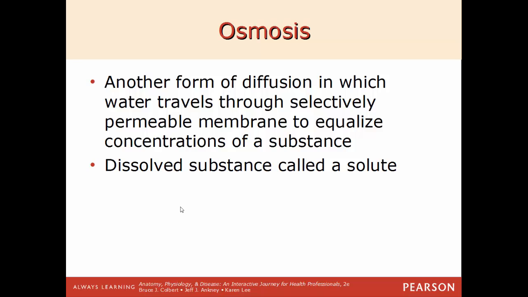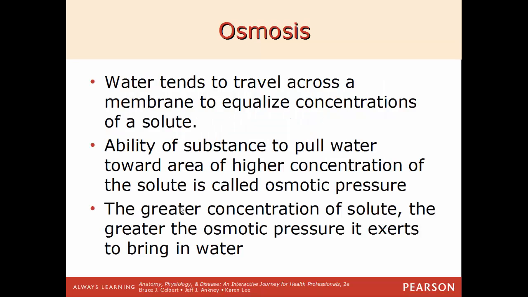permeable membrane to equalize concentrations of a substance. And that substance is called the solute. So it's very similar to diffusion, but you're involving the movement of water. The reason for the movement of this water is to equalize concentrations of solute on either side of a selectively permeable membrane. And the reason why this happens is nature likes balance.